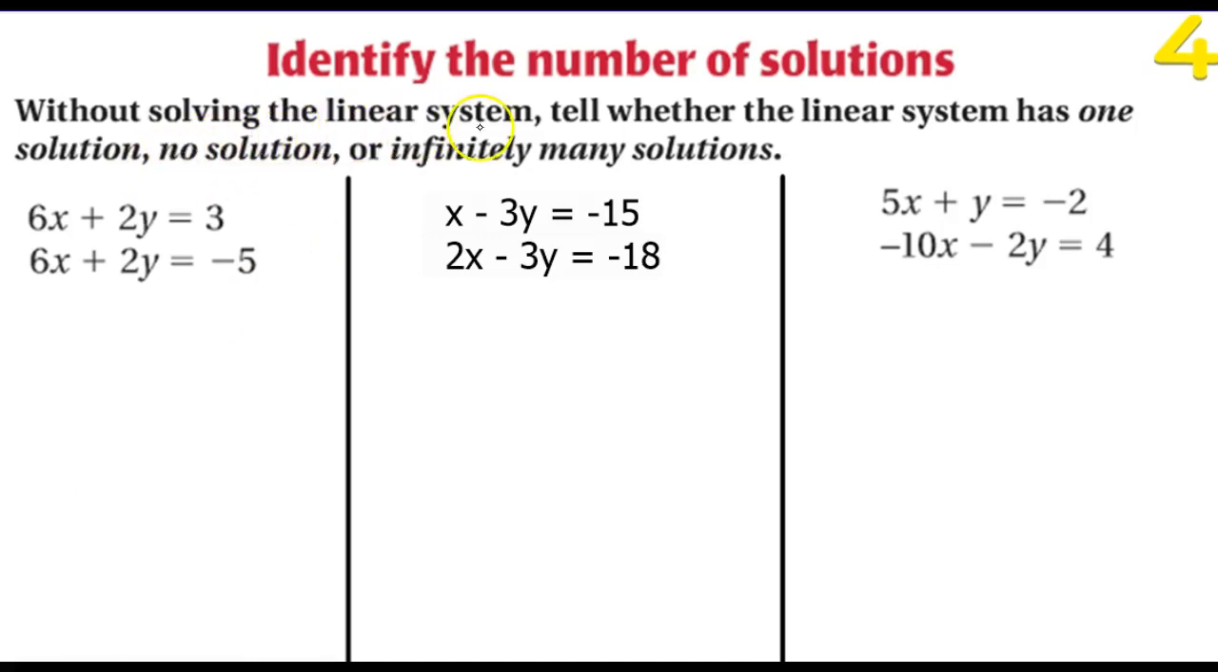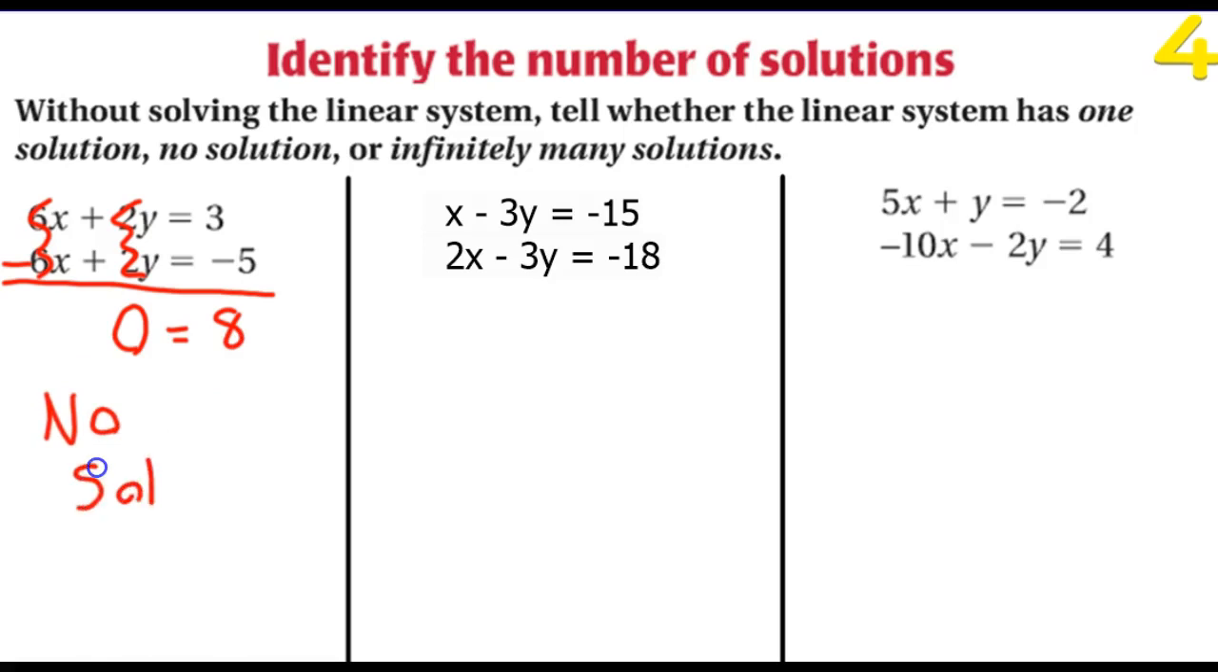Here it says, without solving the linear system, tell whether the linear system has one solution, no solution, or infinitely many solutions. Here we have 6x plus 2y equals 3, 6x plus 2y equals -5. I see that there's two of the same numbers, so I can just subtract these two. 6x minus 6x, that eliminates. 2y minus 2y, that eliminates. And 3 minus -5 equals 8. So we have 0 equals 8. Well, we know that doesn't work. 0 is not the same as 8. This one has no solution.